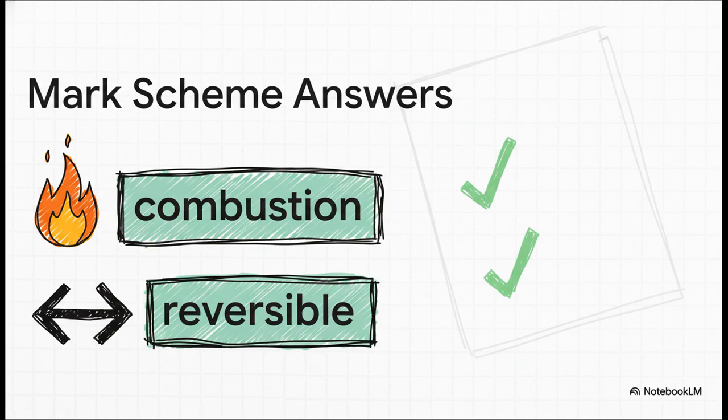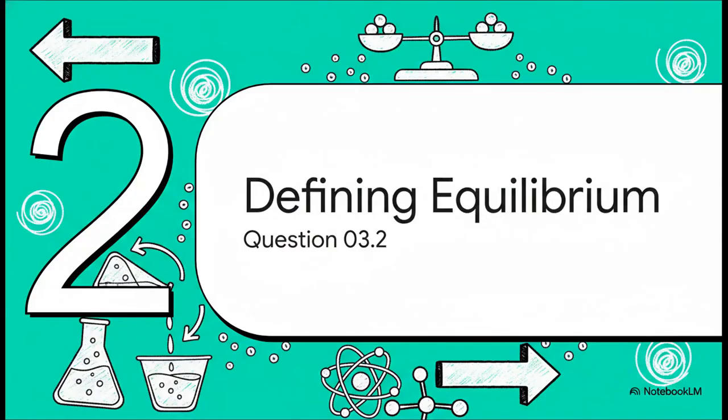First up is combustion, which makes sense, right? Hydrogen burns in oxygen and releases a ton of energy. And the second word is reversible, because, yep, you can split water back into hydrogen and oxygen using electrolysis. Get those 2, and that's 2 easy marks in the bank. All right, let's move on to the next bit, 3.2.